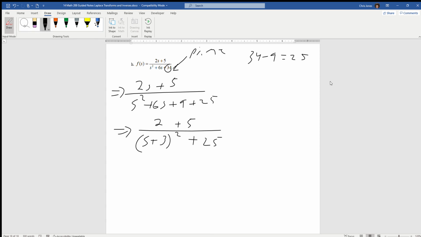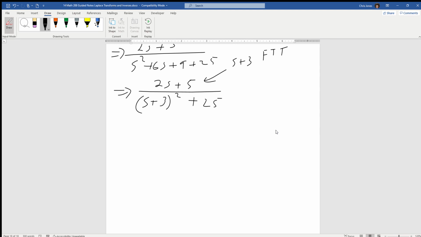It would be really nice if somehow the numerator had s plus 3 in it, because then we could use the first translation theorem. So what we're going to do is bully the numerator to look like it has an s plus 3. And here's how we're going to do that. We're going to rewrite the numerator as 2s plus 5 plus 1 minus 1.